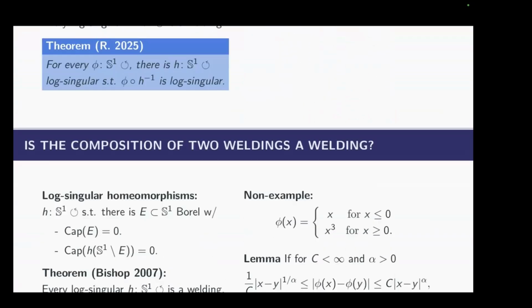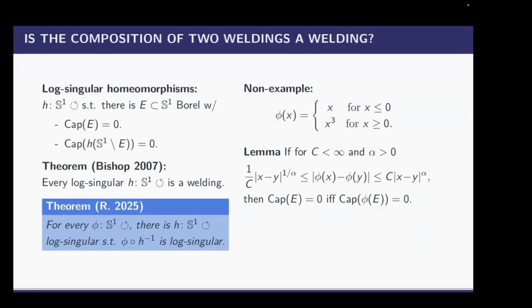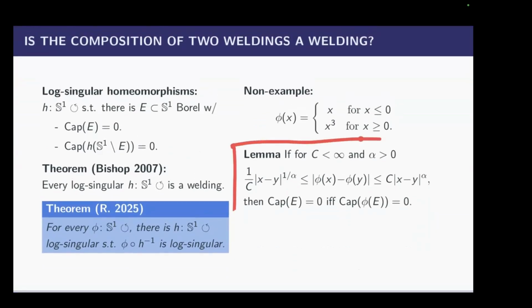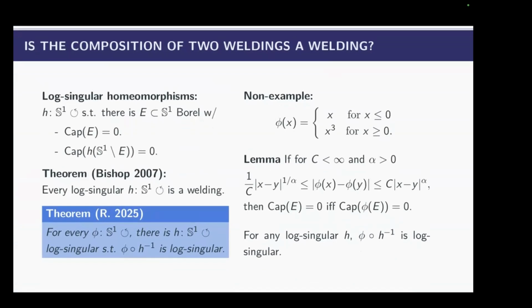And what I will recall is the previous lemma that I mentioned, which says that if we have a biholder map, then a set has capacity 0 if and only if the image also has capacity 0. And what this implies is that if we take any log singular circle homeomorphism, then our circle homeomorphism composed with the inverse of this log singular map will also be log singular.